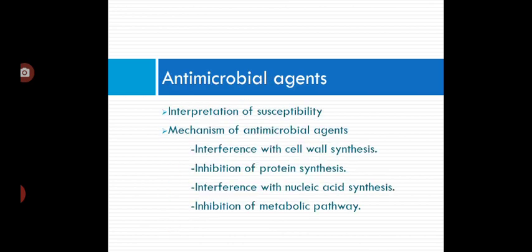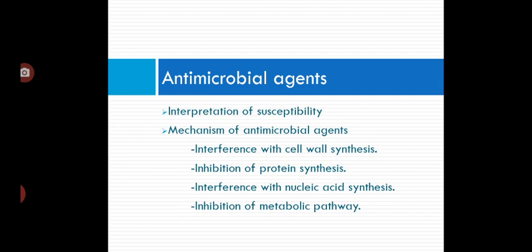Next, coming to the antimicrobial agents. The interpretation here: the results are interpreted as susceptible, intermediate susceptible, and resistant to the different drugs. The bacterium is said to be susceptible to an antibiotic or antimicrobial agent when the bacterium is inhibited by the concentration of the drug usually achieved in the blood following administration of the drug at the recommended dosage.